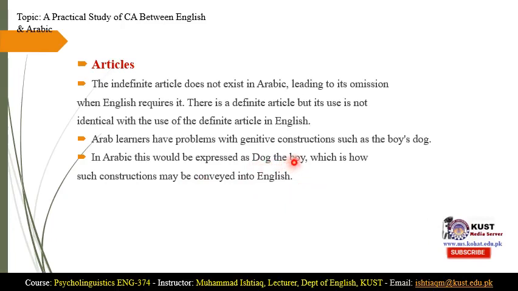It means using the structural pattern of their native tongue, the mother tongue, L1, they impose it on the target language, English, and distort the well-formed structure of "the boy's dog" into the ill-formed structure of "dog the boy". Why? Because Arabic has quite a different structure compared to English.